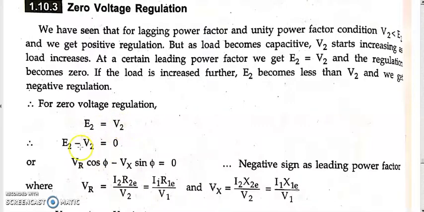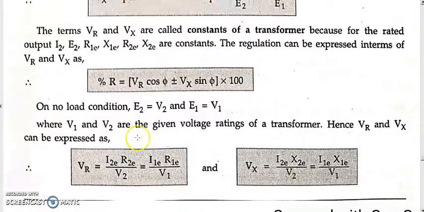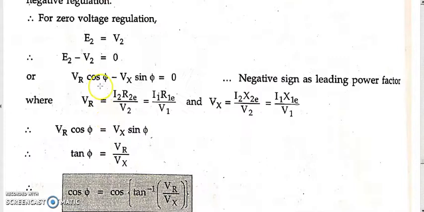If I take this V2 on the left hand side, and again this formula is already written: VR cos phi plus or minus Vx sin phi, into 100. If you remove the 100, it will be like this, and we want regulation as 0. So VR cos phi plus or minus Vx sin phi is equal to 0. This is what they have written here.